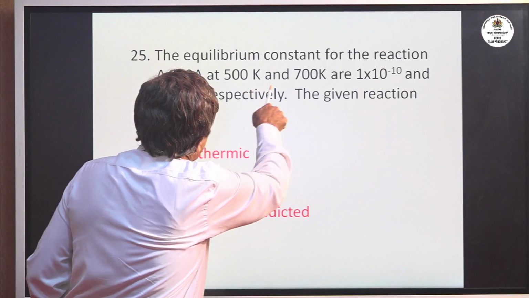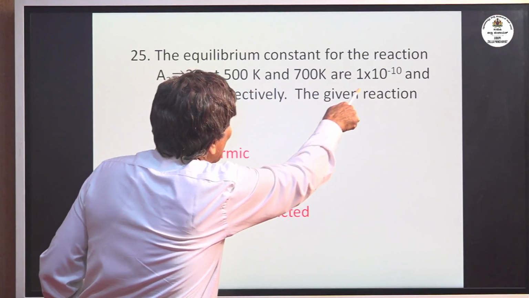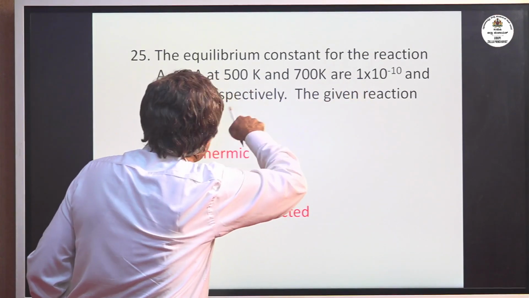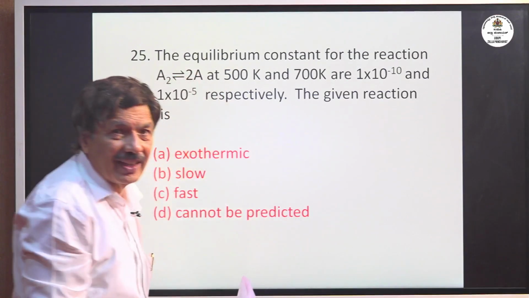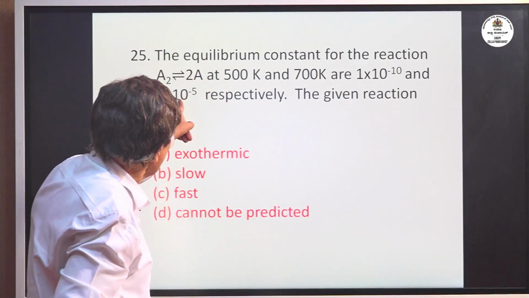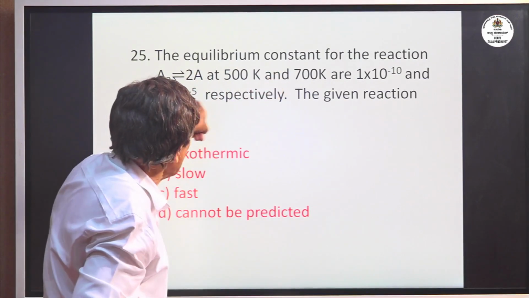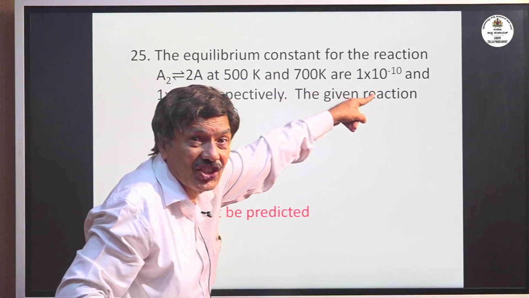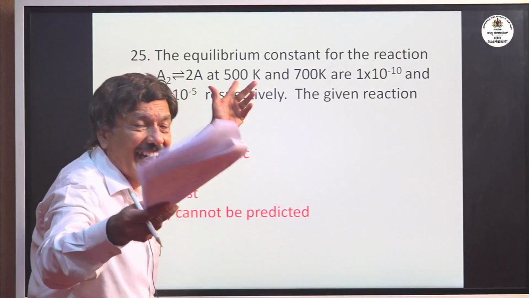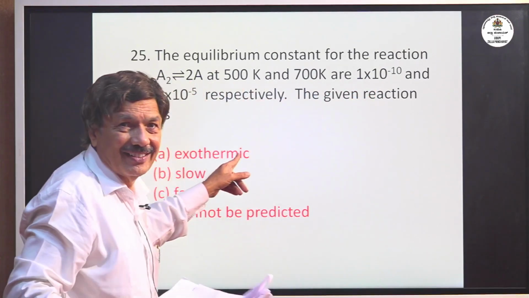A2 to A, 500 and 700. 1 into 10 to the power minus 10. 1 into 10 to the power minus 1. Yes. Equilibrium constant is increasing, isn't it? With increase in temperature, equilibrium constant is increased. It was minus 10, it is minus 5, a little increase. So it cannot be exothermic, right?